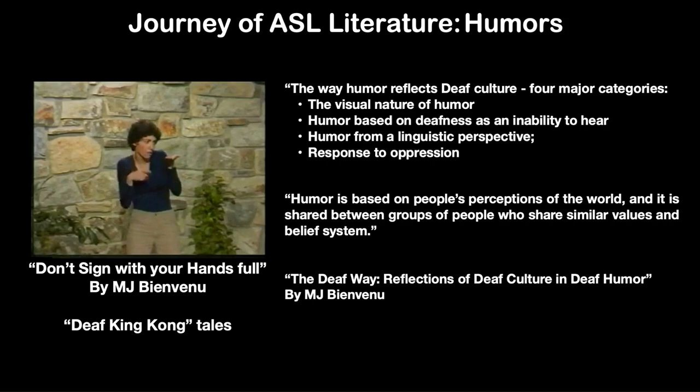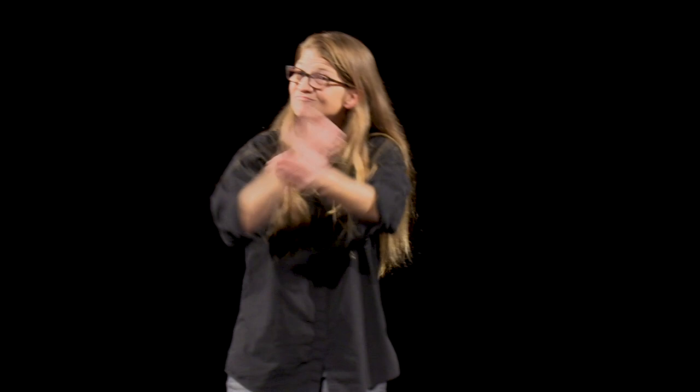A huge part of ASL literature is humor. Deaf people pass this on from generation to generation, and it's a huge part of deaf culture. Now, MJ Bienvenu puts this into four categories. She says that deaf people take oppression from society, and then they come up with these stories and play on words through sign language in order to express their feelings through poetry. And if you remember that list I showed earlier of the different parameters of ASL literature, well, humor comes up in each of those categories.